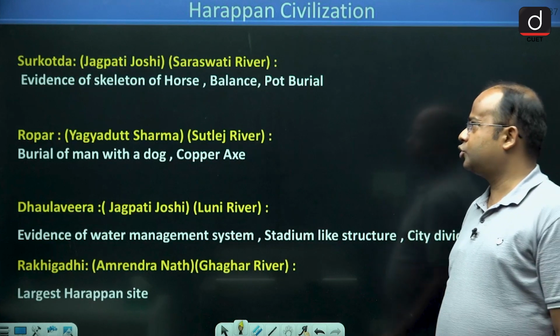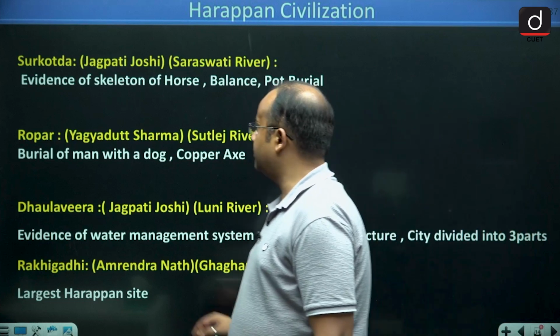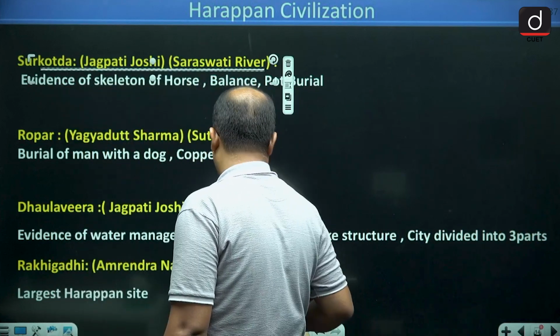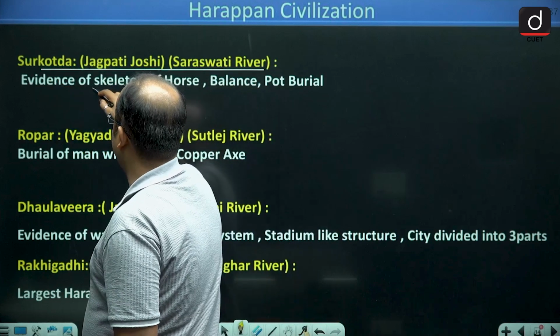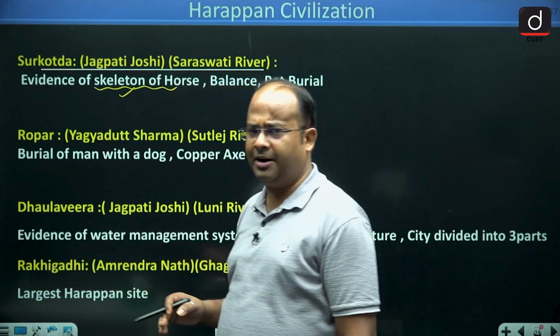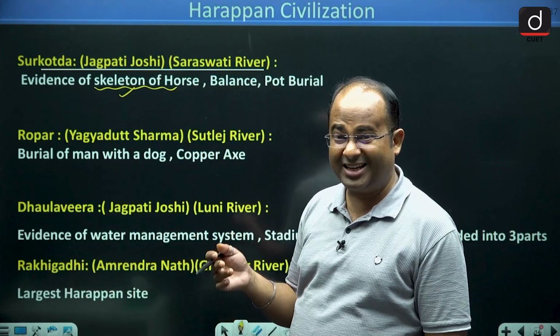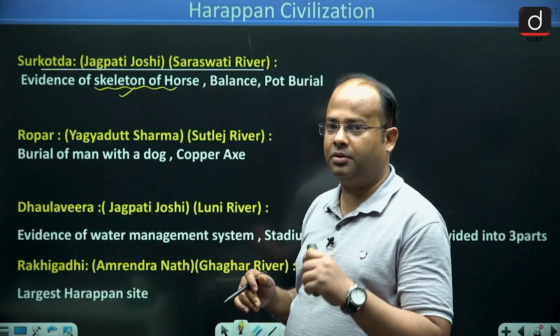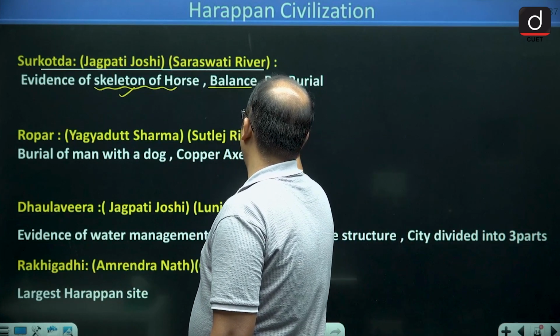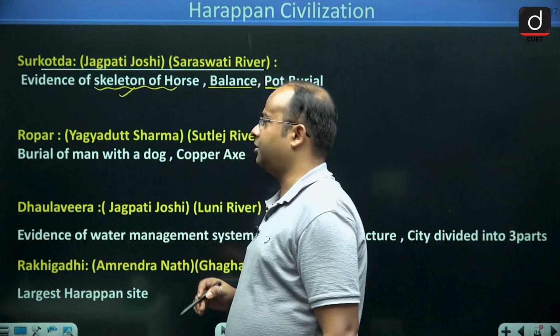Next we have Surkotda. Surkotda, guys, is in Gujarat and on the bank of river Saraswati. And what we have found? We have found the skeleton of horse. This is being asked multiple times in different exams, from where we have found the skeleton of horse. So that is from Surkotda. Then we have found balance, that is called Taraju, and then evidence of pot burial.